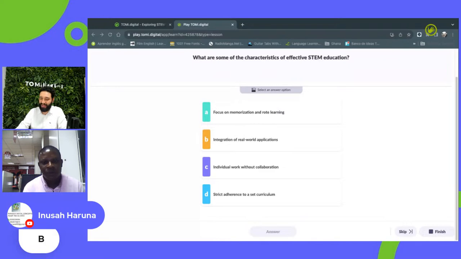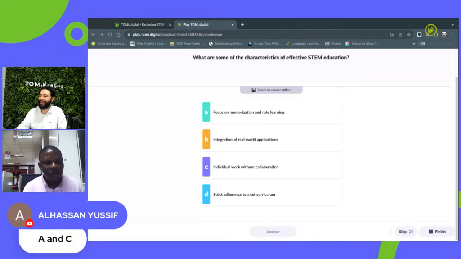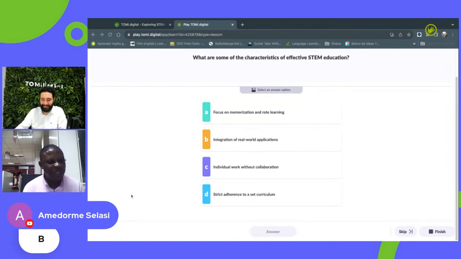There's a B, there's an A and C here. Alassan is saying both A and B. Yes. Alassan. Yeah, focus on memorization and rote learning and individual work without collaboration. I have to be honest, I have no idea what the correct answer is here. Remember, 21st century education, there should always be collaboration.